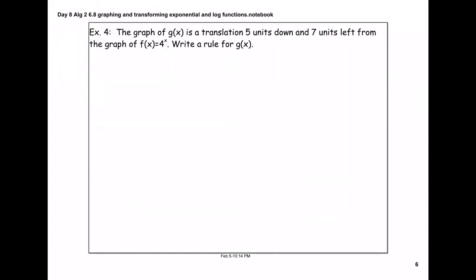In example 4, the graph g of x is translated 5 units down and 7 units to the left from f of x equals 4 to the x power. So to write the rule, we write g of x equals 4 to the x power. 7 units to the left means we put opposite up here, x plus 7. 5 units down, we put a -5 on the outside, and you just wrote this function.